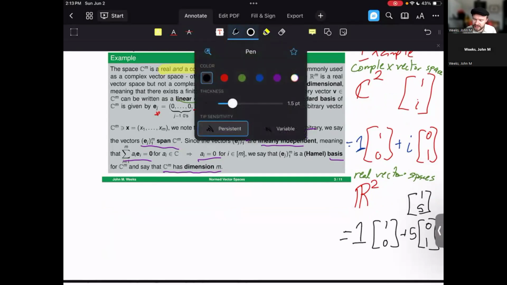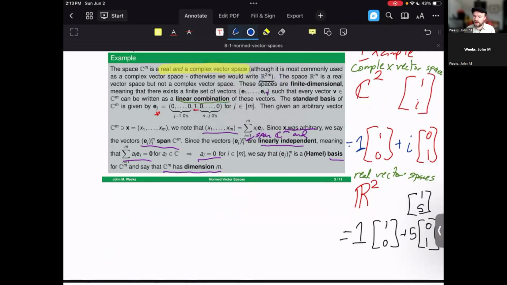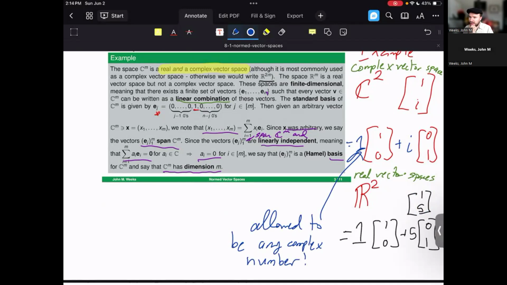So you can see here the difference between writing something like a vector 1 comma i in C2 and something like 1 comma 5 in R2. The difference is that these are allowed to be any complex number whenever we're considering a complex vector space. In this way, now I don't have to make another vector that says, okay, here's 1 comma 0, and here's another one, but that's just i times 1 comma 0. I am not needing to write another vector here in order to make another basis element.